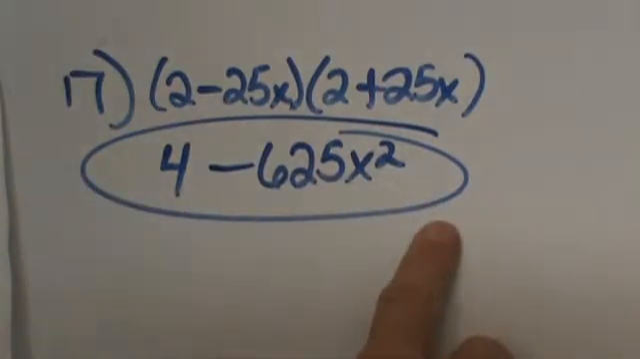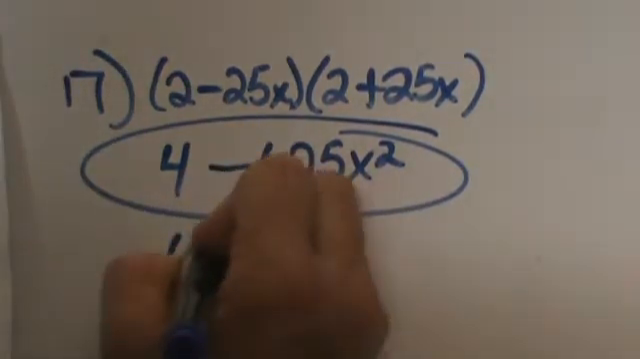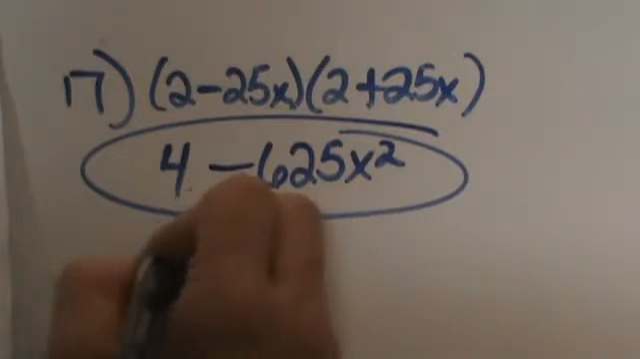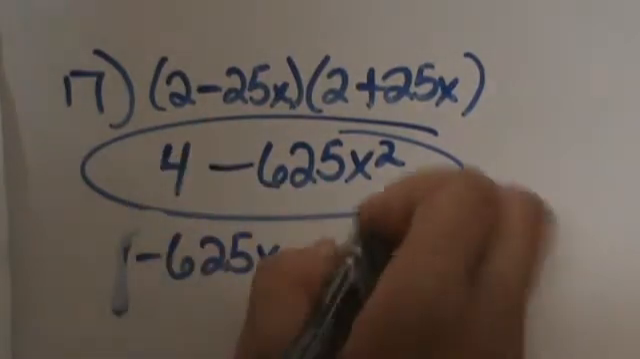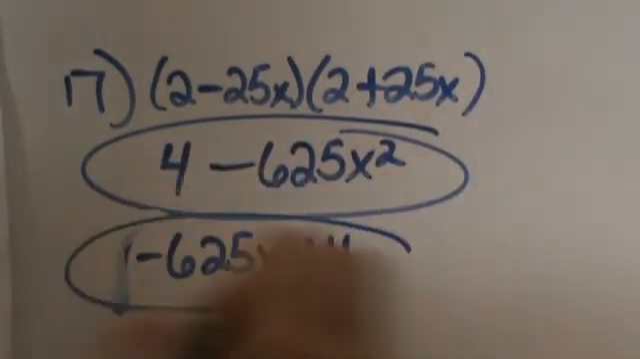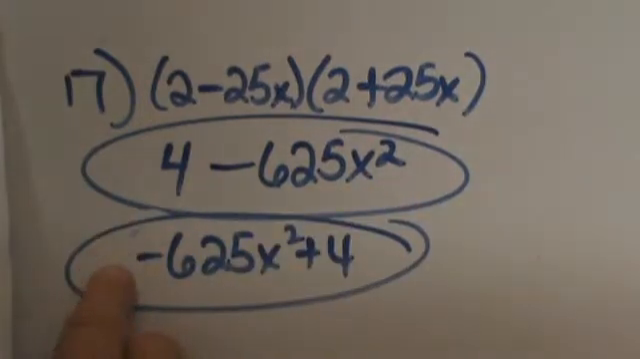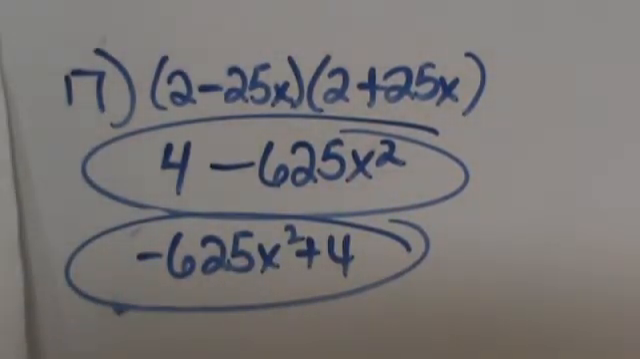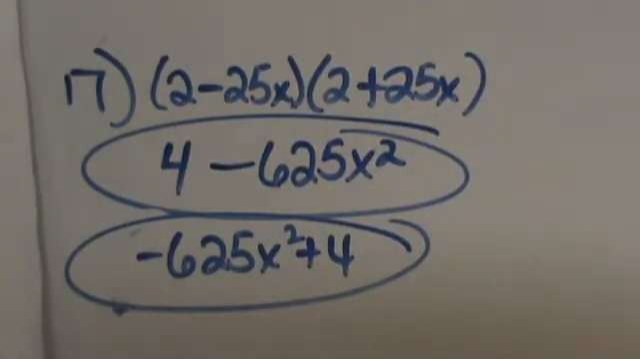Now, is it in descending order? No. We really should flip-flop it around so it looks like that. Oop, don't let me forget my square. There we go. That's actually the most correct form of that problem. Negative 625x squared plus 4. Okay, so now let's jump down to another special product.